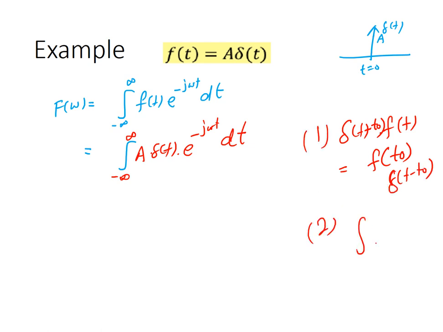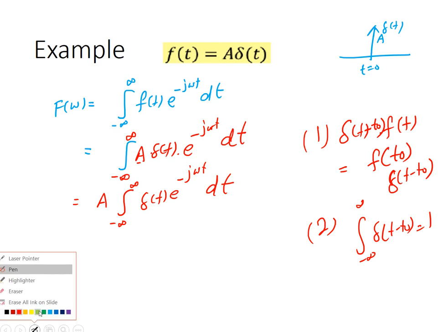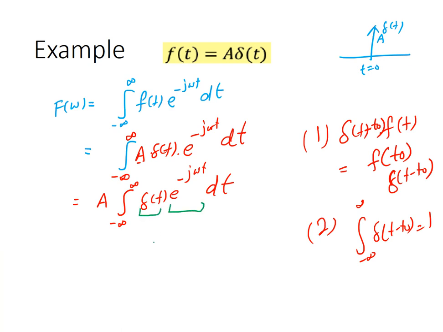The second property is, if you are integrating an impulse from minus infinity to infinity, that will be equal to 1. Here a is a constant, so I can take a out. The rest is the integral from minus infinity to infinity of the impulse times e to the power minus j omega t dt. Here this is the impulse and it is multiplying with this function. So what will we get? The function value at the impulse location.